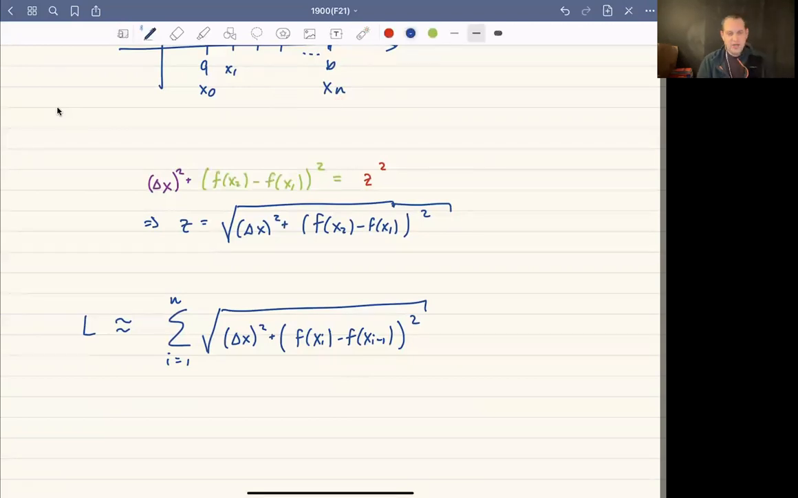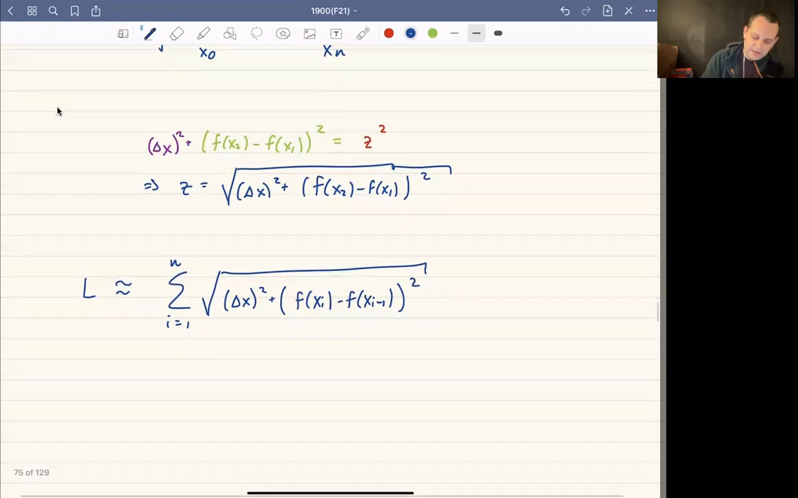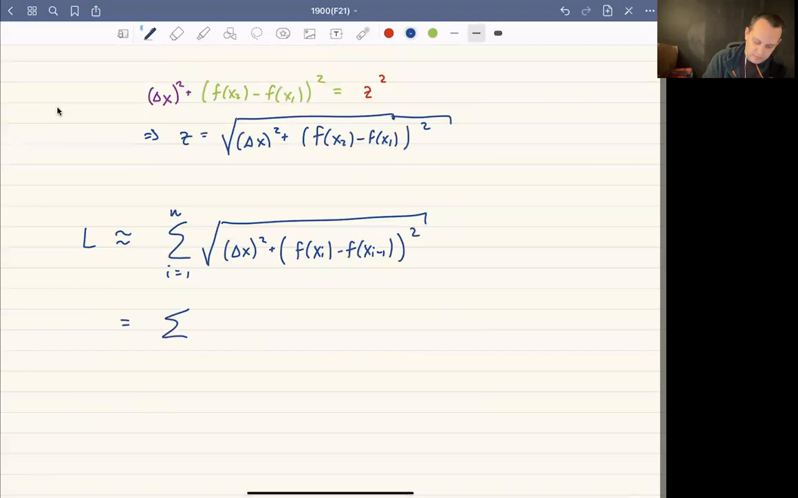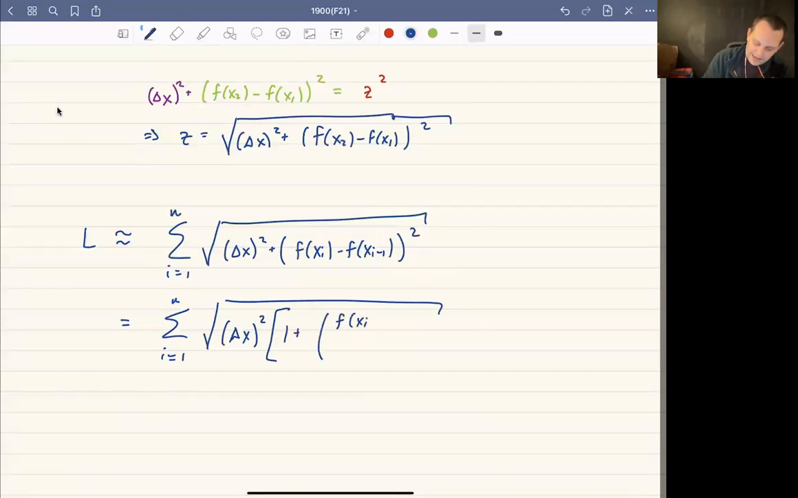And then we have to somehow change this into a quantity that we're more familiar with. What we're going to do is factor out a delta x from under the sum. And what we're going to be left with is 1 plus, here I'm going to add this delta x to the denominator, because we factored out delta x from inside, and that's already squared.